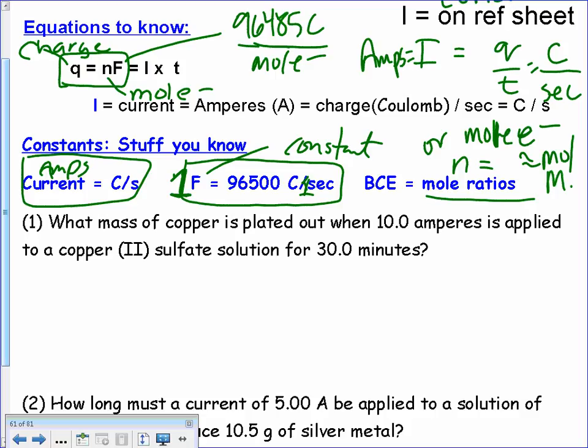Okay, guys. So number 1, I want you to break this down like you did in the very beginning of honors chem. What are the questions? What are the conversion factors? What are the givens? Okay. So what mass of copper? That's our first question, right? So what are we looking for? What unit? Grams. So the question, grams copper.